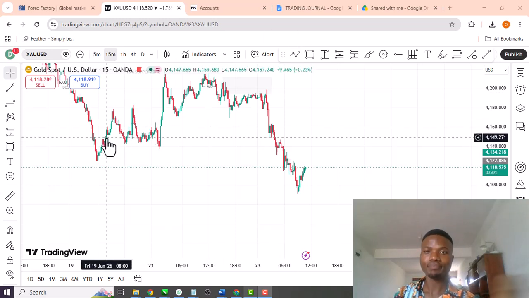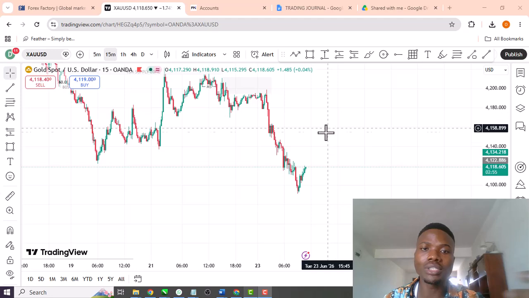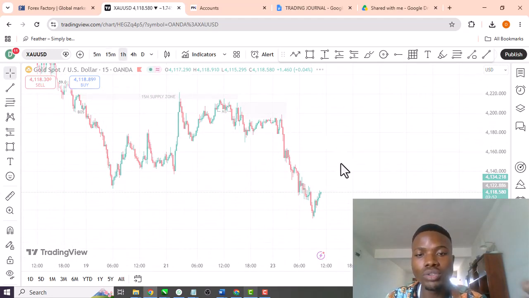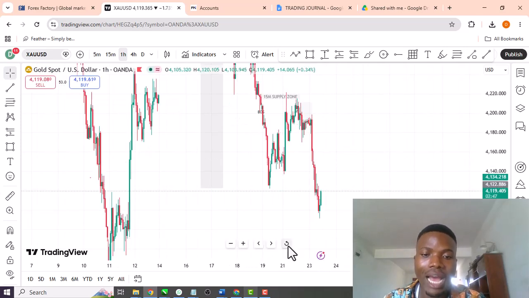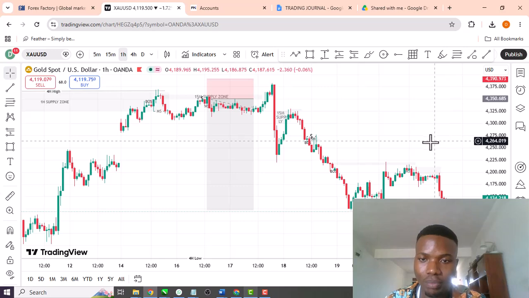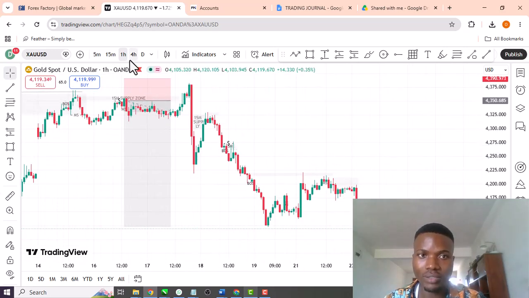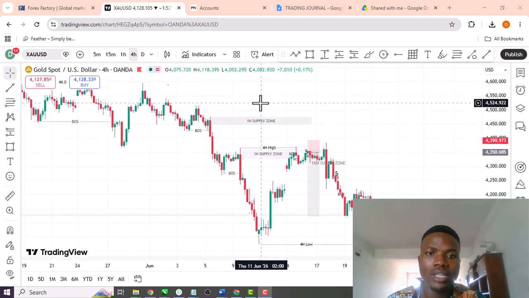All right, and since we have the gold market right here, what is the first thing that I want to do? The first thing I want to do is know the bias of price. What do I mean by bias of price? I mean I want to know the direction of price at higher time frame, because I usually trade top down analysis, and my top down analysis usually starts from 4 hour or 1 hour.